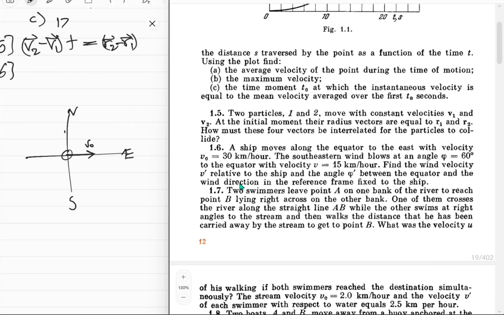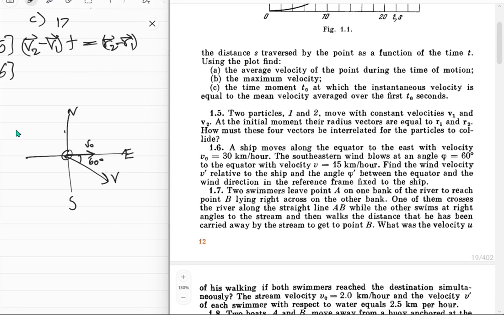Right, the southeast wind blows at an angle to the equator, something like 60 degrees. The velocity v is equal to 15 kilometers per hour. You don't care what its value is. Find the wind velocity v dash relative to the ship, and the angle between the equator and the wind direction in the reference frame of the ship.